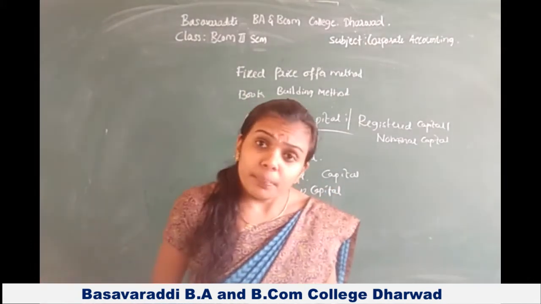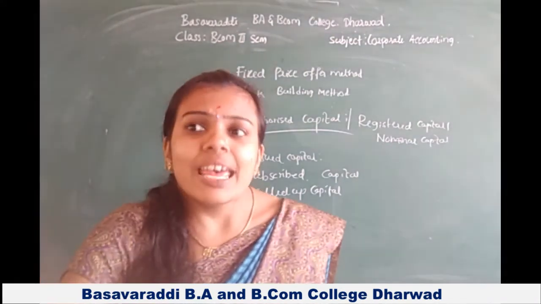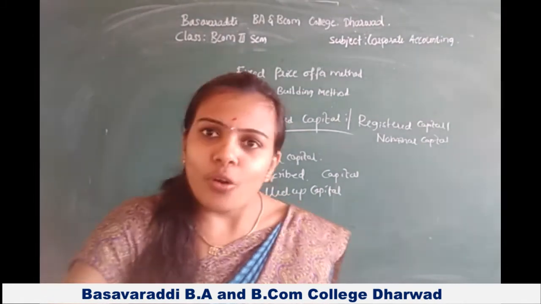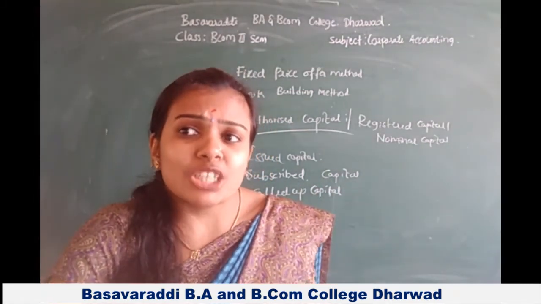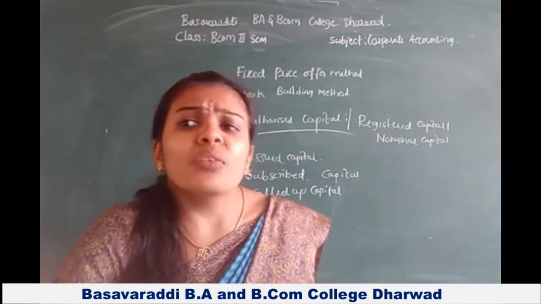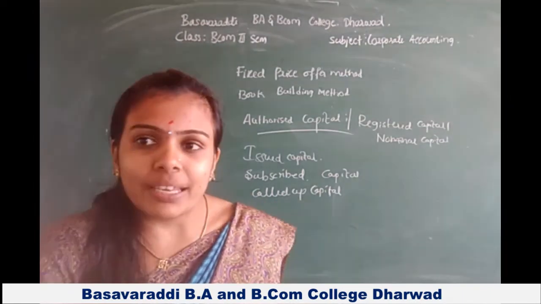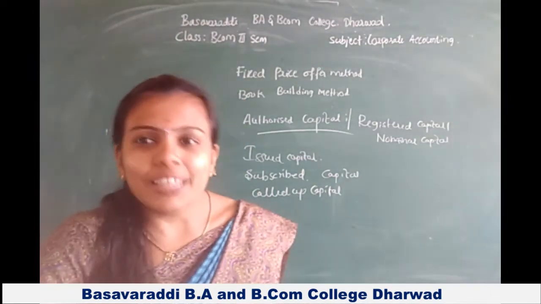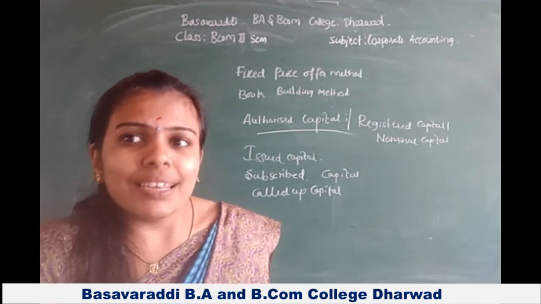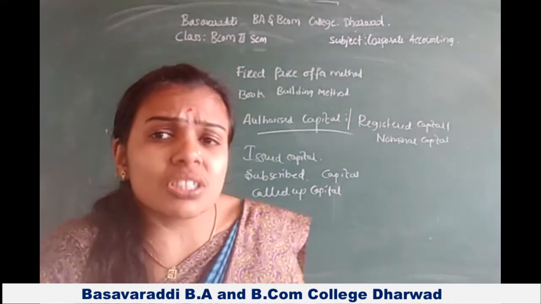Now the next one is called up capital. Called up capital is the part of subscribed capital which the company has actually called upon the shareholders to pay in cash. It includes the amount paid by the shareholders at the time of application, allotment, first call as well as final call, various calls, etc. The remaining part of subscribed capital not yet called up is known as uncalled capital. Now the last one: what do you mean by paid up capital? Paid up capital is the part of capital which is actually paid by the shareholders.